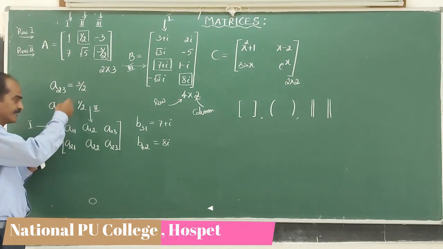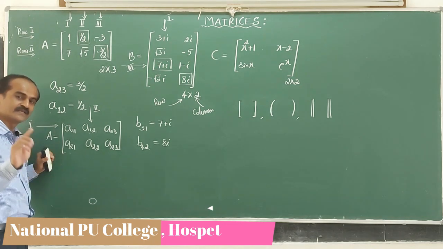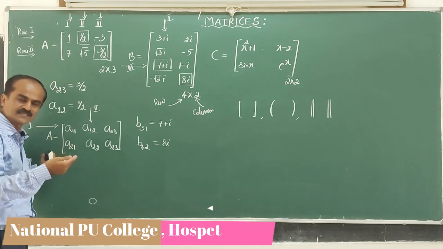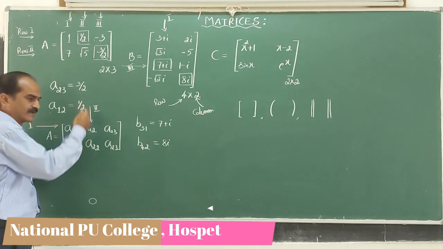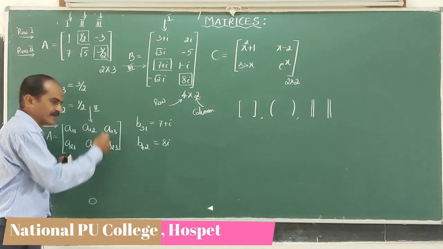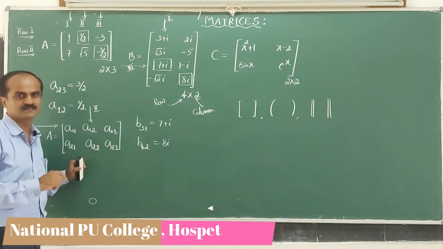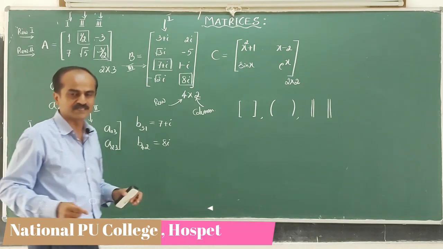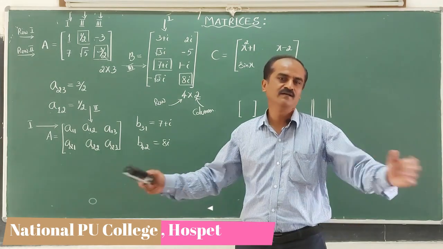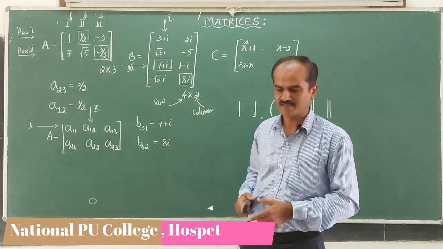When you are writing the elements column wise, the second suffix will remain constant. When you are writing the first column elements, their second suffix will be 1. When you are writing the second column elements, the second suffix will remain 2. When you are writing the third column elements, the second suffix remains constant, that is 3. Now with this idea, let me write a general matrix of order m by n in terms of the position of the elements.